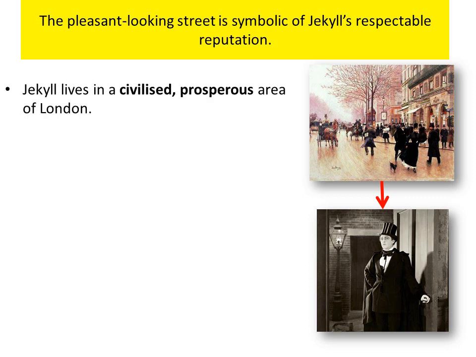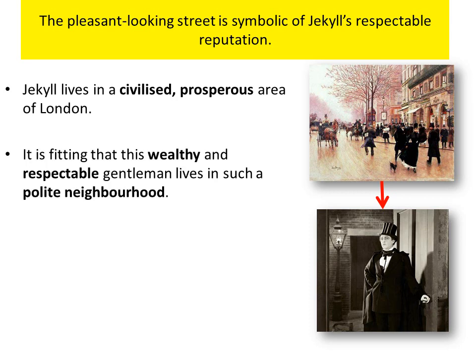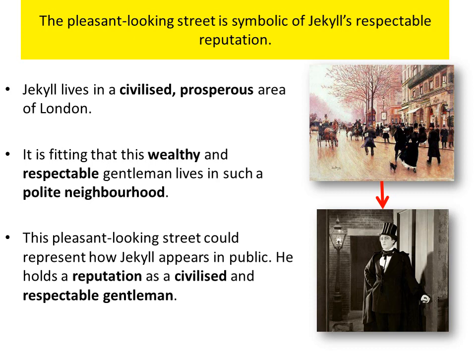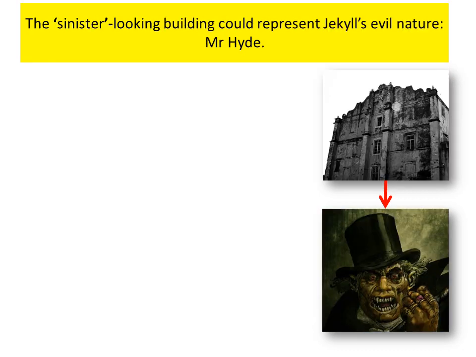You can tell a lot about a person by looking at the neighbourhood in which they live. As we can tell from this extract, Jekyll lives in a civilised, prosperous area of London. It is fitting that this wealthy and respectable gentleman lives in such a polite neighbourhood. This pleasant-looking street could therefore represent how Jekyll appears in public. He holds a reputation as a civilised and respectable gentleman, but, as we said before, in this novel, appearances can be deceiving. And this brings us to our next idea.